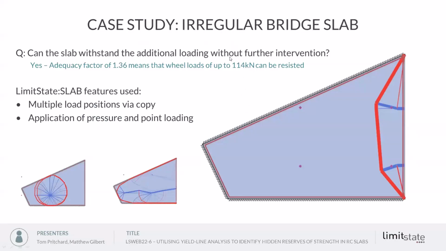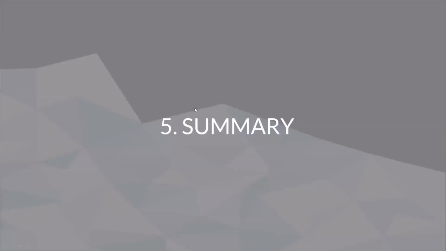The question was here, can the slab withstand the additional loading without further intervention? And yes, the adequacy factor of 1.36 means that wheel loads of up to about 114 kilonewtons for our vehicle can be resisted. And in this particular problem, we used multiple load positions via copying and also application of pressure and point loading within the problem.